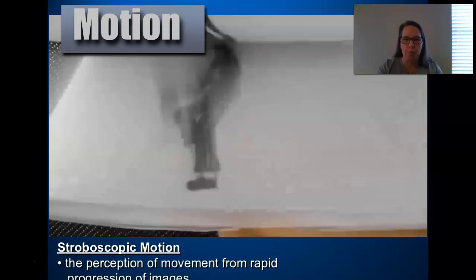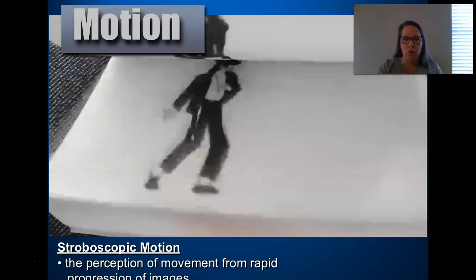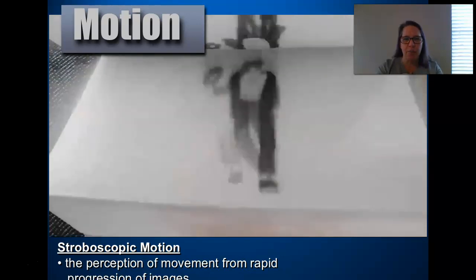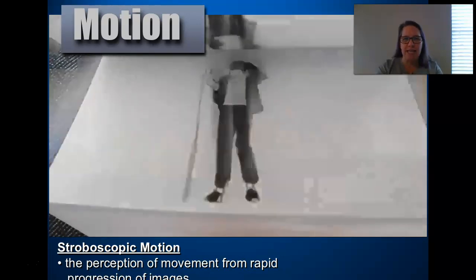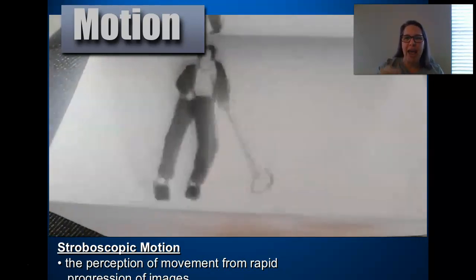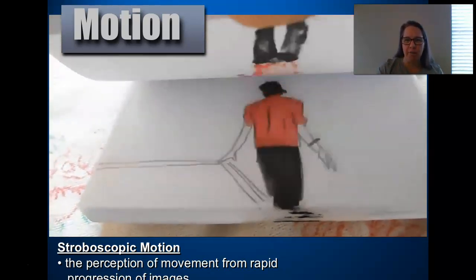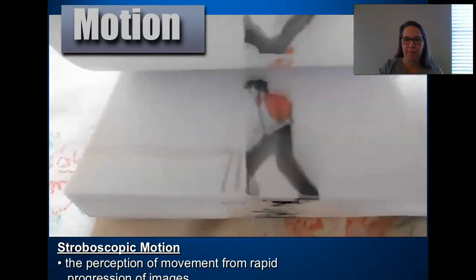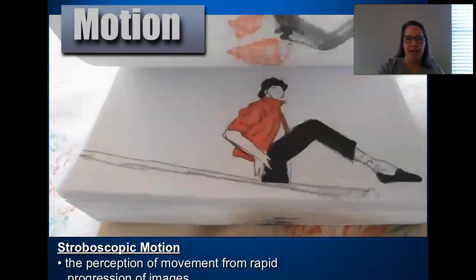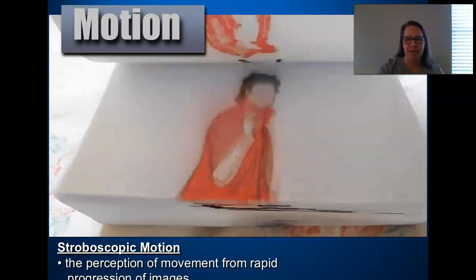Okay, so here's a really cool one. Hey, Michael Jackson, that someone made. So as you flip through it, it looks like he's dancing, but really each individual page has a separate picture on it. They're really cool, aren't they? Takes a lot of time to do this. Pretty cool.